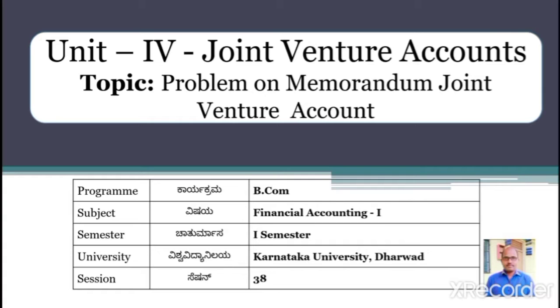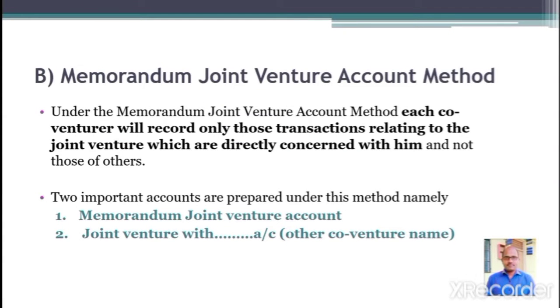In this session, we will solve a problem on Memorandum Joint Venture account. Under Memorandum Joint Venture account method, each co-venture will record only the transactions which are relating to joint venture which are directly concerned with him. The two main important accounts that are prepared under this method are Memorandum Joint Venture account and Joint Venture account with co-venture name.